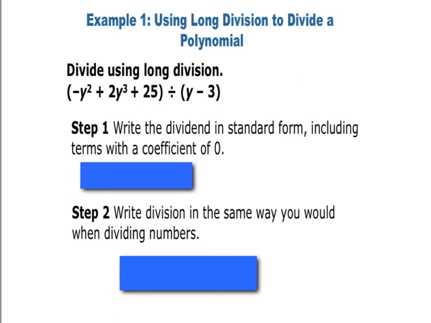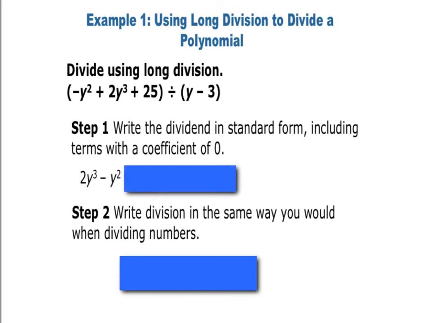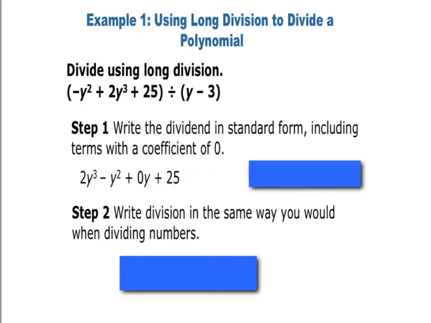Okay, so let me show you how that's going to work. So if we take this here, let's move it out of the way. So we have 2y to the third, that's what's going to be first, then minus y squared, that's going to be second. Now we don't have a y to the first, so that's where I'm going to put my placeholder. So plus 0y, then I'm going to put that plus 25. Okay, so that's how that's going to work. Now that's going to be my dividend.